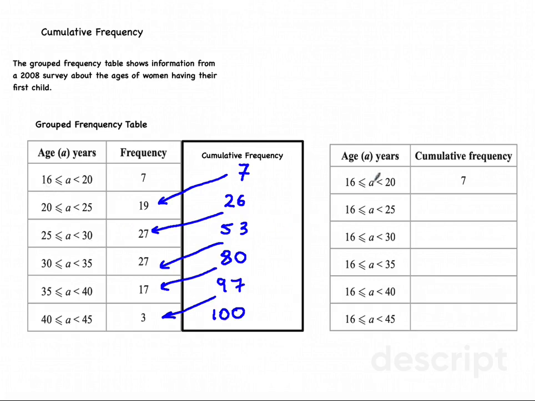So we recreate this table where each of our groups begins at the first boundary, 16, and we can fill in the cumulative frequencies here, 26. I'm just copying them over, 53, 80, 97, and 100. So here I have my completed cumulative frequency table.